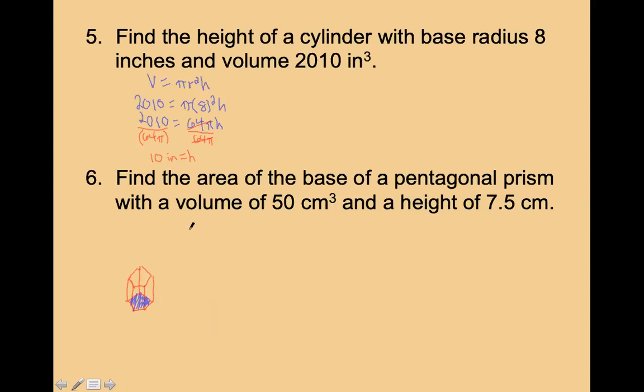So again, the volume is equal to the base area times the height. Right? In this case, we know the volume is 50 cubic centimeters. We don't know the base area. That's what we're trying to find. But we know the height is 7.5 centimeters. Right? This is multiplication between these two. So if I want to undo it, I divide both sides by 7.5.